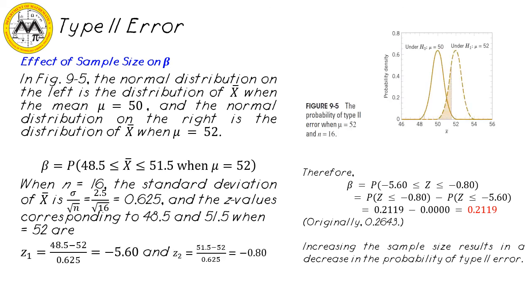So if the sample size is changed from 10 to 16 like what we have earlier, z1 would now be negative 5.6 and z2 is negative 0.8. So coming from the original value of 0.2643, the new value of beta would now be 0.2119. So increasing the sample size results in a decrease in the probability of type 2 error, which is not that wide.